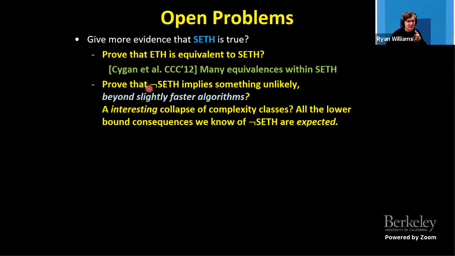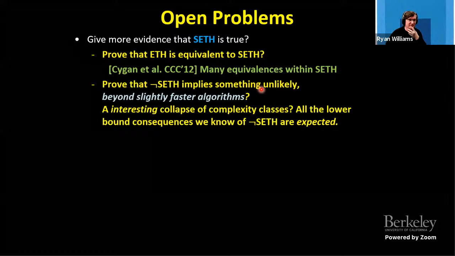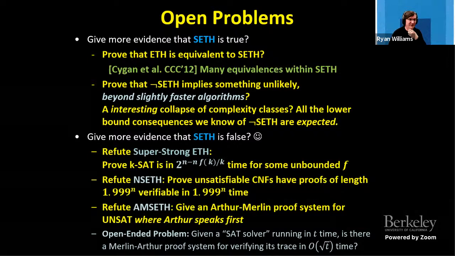Maybe prove that the negation of SETH implies something actually unlikely beyond faster algorithms. It's known that if SETH is false, then we get some circuit lower bound, but everyone expects a circuit lower bound to be true. So is there an interesting collapse of complexity classes? All the lower bound consequences we know of are expected. Is there something unlikely that happens if SETH is false? I don't really know. Is there more evidence that SETH is false?